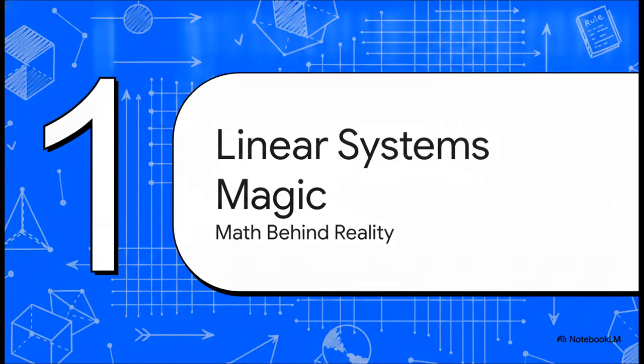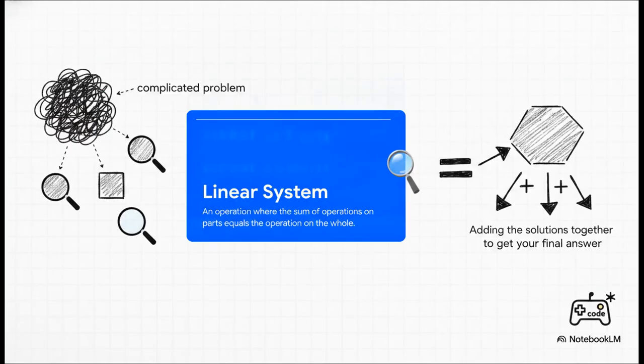Section 1. The magic of linear systems. The math behind the reality. The defining mathematical feature of a linear system is remarkably elegant. Basically, if you have an operation on two variables added together, let's just call them x and y, the result is the exact same as if you performed the operation on x independently and then just added it to the operation on y independently. In short, you can take a massively complicated problem, break it into tiny, manageable pieces, solve every single one of those simple pieces on its own, and then just add the solutions together to get your final answer. It is literally a physicist's ultimate cheat code.